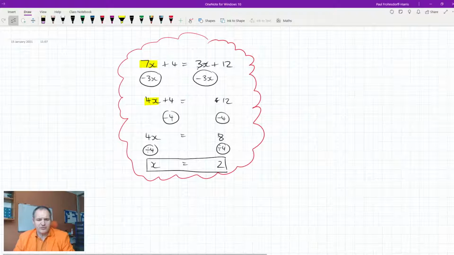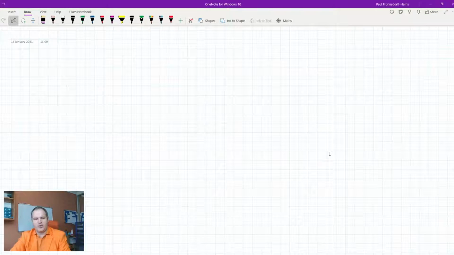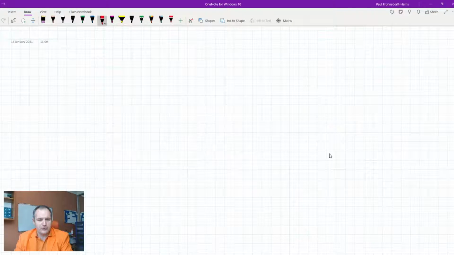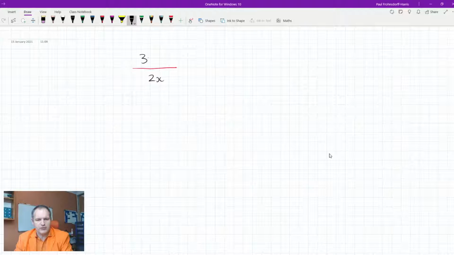Now, what this does mean for you, this is as complicated as these get, but just to show you how it could go, I was showing some of my year 9s how these work. You can have questions where you've got things like the 2x is on the bottom, 3x plus 4 equals 5, and we've got to deal with a fraction as well. Well, it's nothing to worry about.